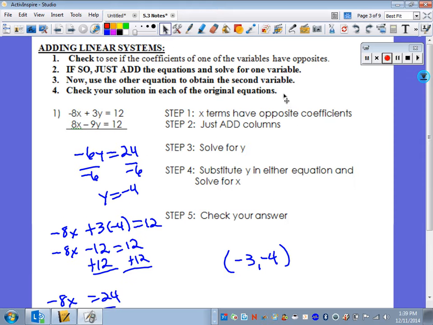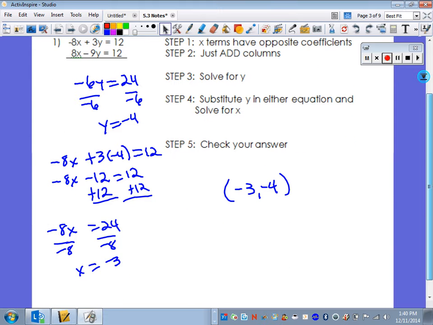Now, with this one, if you have two terms with exactly the same variable but opposite coefficients, that's what you want. If that happens, you just add them together and one of the variables will fall out. If that doesn't happen, then you're going to have to fix it. But in this case, it's going to happen. Notice that the x terms have opposite coefficients. When you add them together, the x terms go to 0 and you get negative 6y equals 24. Divide both sides by negative 6, and you get y equals negative 4.